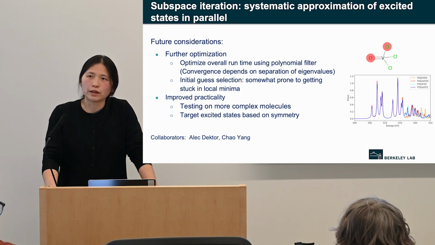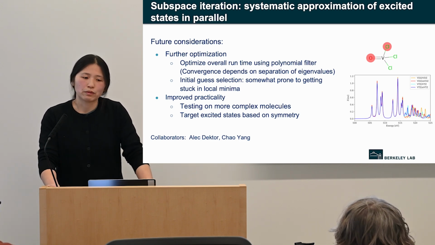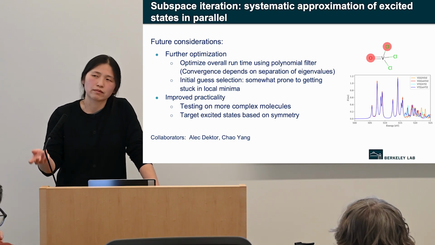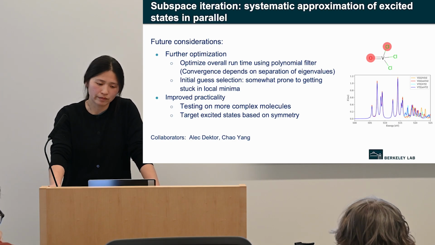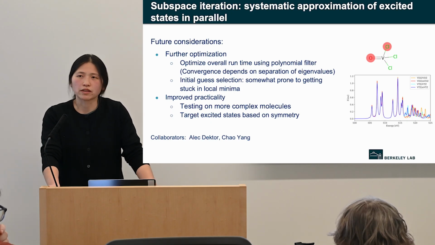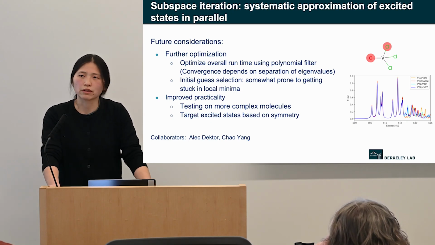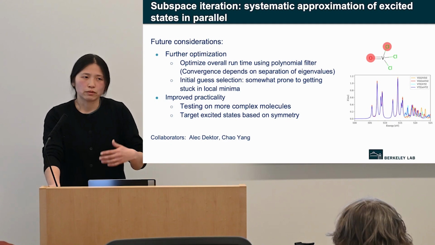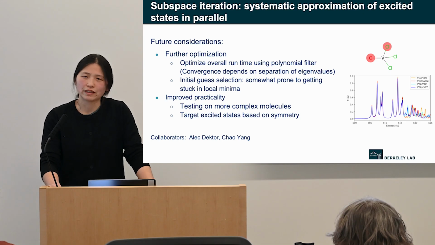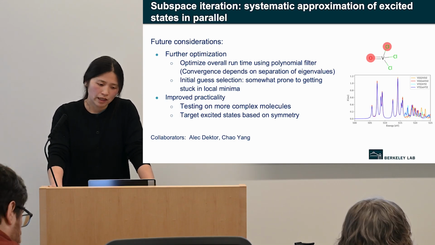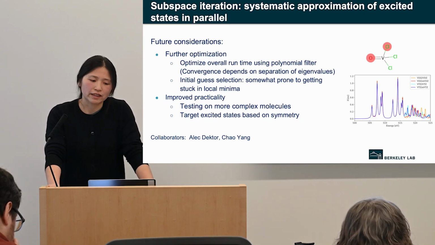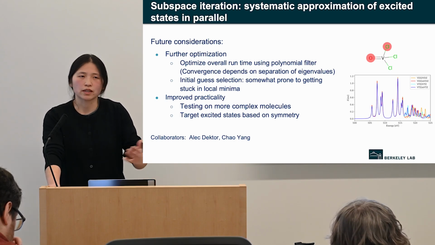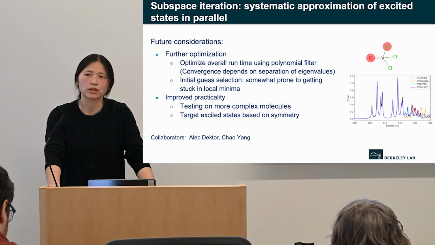Okay, and with that, I've shown that we have a method that can systematically approximate excited states, and these excited states can be estimated in parallel. In the future, we'd like to further optimize these methods. There are different parameters that we can play with, particularly the degree of the polynomial. We can also perhaps choose a better initial guess to start at. And then we'd also like to improve the practicality of these methods by testing on more complex molecules and also try to target specific states based on whatever symmetries we're interested in.